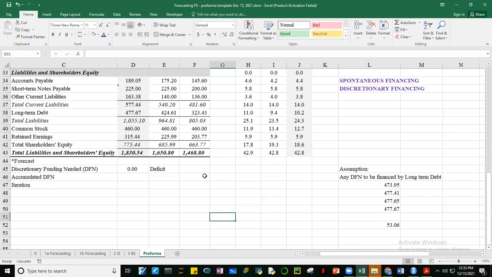Quick question. Naintindihan niyo to guys, yung ginagawa natin dito? Chine-change natin yung long-term debt, guys, para mag-equal siya dito, para maging zero na lang to, wala nang DFN. Okay. Not really exactly kasi deficit pa rin to. Ibig sabihin kulang pa rin ng konti. Tama ba guys? Hello?